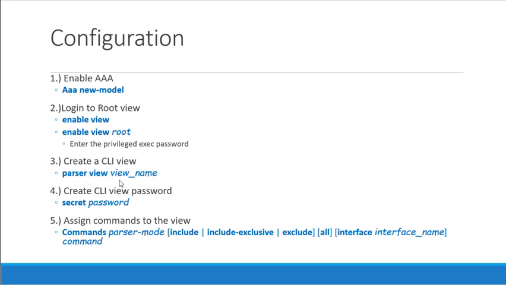I have to give the CLI view a password. So I use the keyword secret, and then whatever password I want for that view. And then lastly, I want to assign commands to the particular view. To do that, we use the commands. So that's the beginning of it.